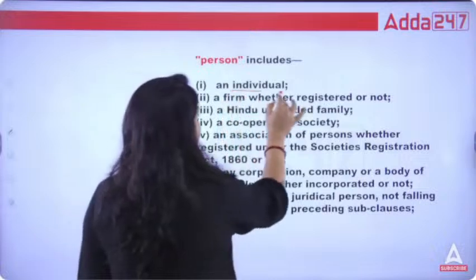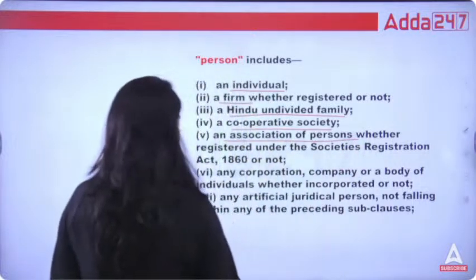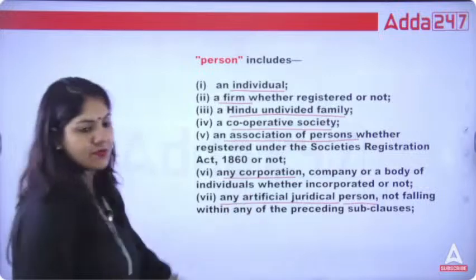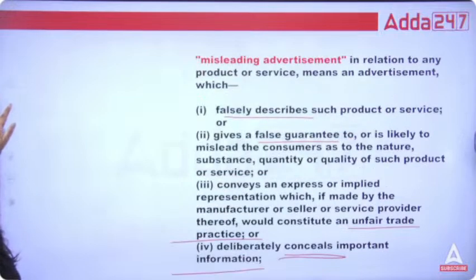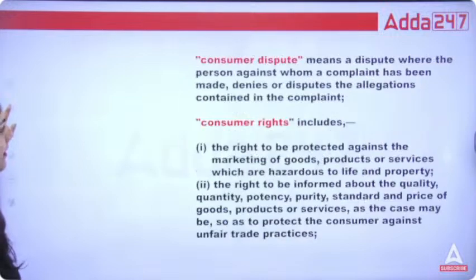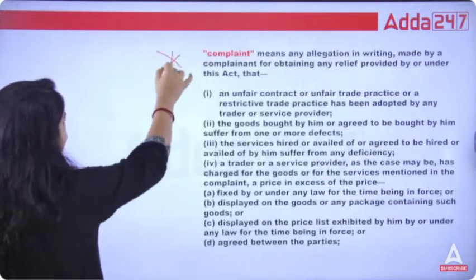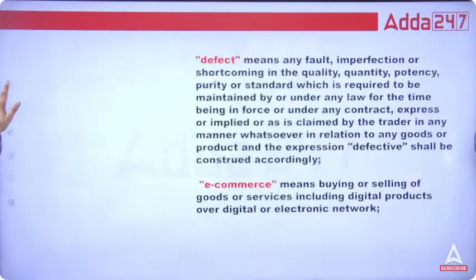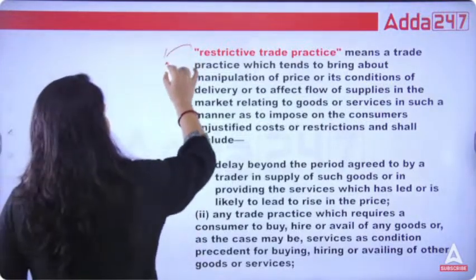Person: individual, firm, Hindu undivided family, cooperative society, an association of persons, any corporation, any artificial juridical person. So these are the persons, but that is not important. Whatever the definition that is important, I have already highlighted for you. That is consumer rights, definition of consumer, what is complaint, what is complainant, that's it. So these are your important points that can come in the form of question. Okay, now what is restrictive trade practice? This has already come in your exam.